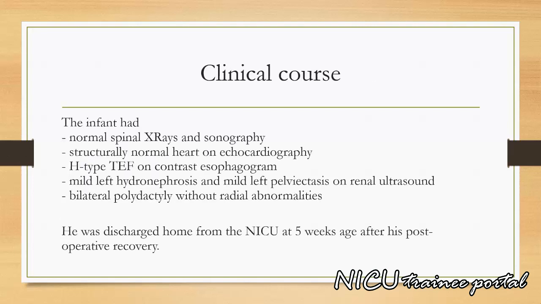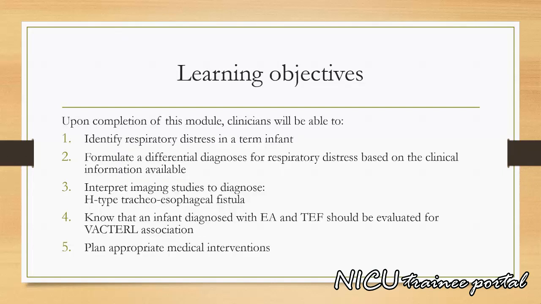Our infant had normal spinal X-rays and sonography, a structurally normal heart and echocardiography, an H-type tracheoesophageal fistula on contrast esophagogram, mild left hydronephrosis and mild left pelviectasis on renal ultrasound, and bilateral polydactyly without radial abnormalities. He was discharged home from the NICU at 5 weeks of age after his postoperative recovery. Please review the following screen to make sure that you have achieved all of your learning objectives.